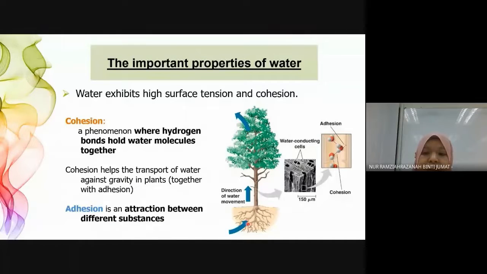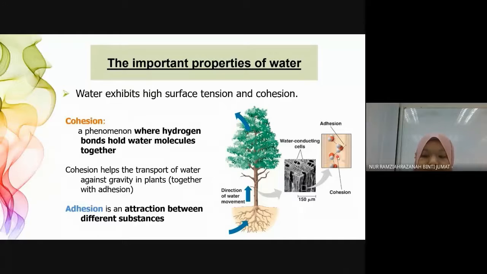For example, inside the root, the water will enter from the soil to the root, and then go through the cortex until it reaches the xylem. The attraction or interaction of water molecules with the cortex cells and also with the xylem, we call that adhesion: attraction of water molecules to other substances. So remember, water has cohesion and adhesion, which help to transport water against gravity in plants.